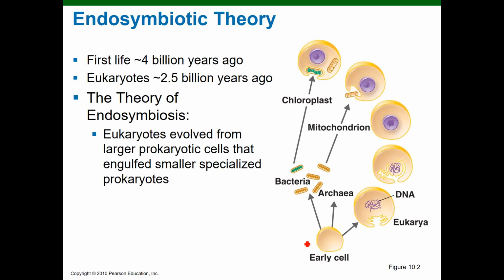But the theory states that eukaryotic life evolved from a larger prokaryotic cell that engulfed smaller, specialized prokaryotic cells. And these smaller, specialized prokaryotic cells eventually came to reside within the larger eukaryotic cell, right? So looking at this image, we have an early ancestral cell. From this early first life, we have bacteria, we have archaea, and then we have these larger cells that don't have cell walls. They have plasma membranes, and they probably survive by eating other smaller bacterial cells.